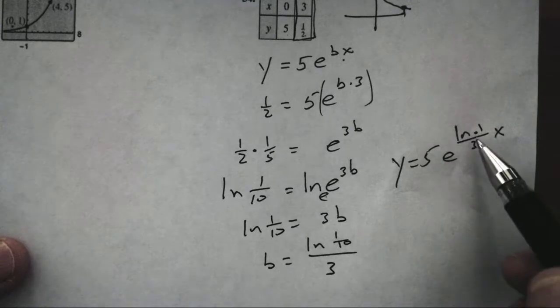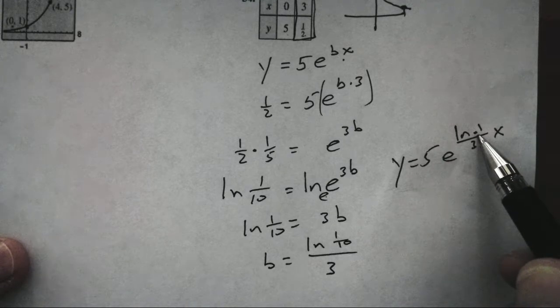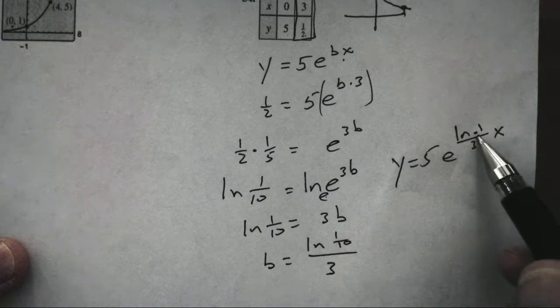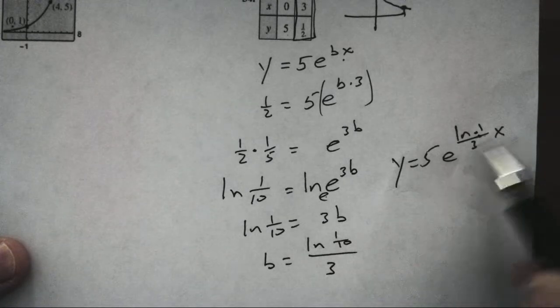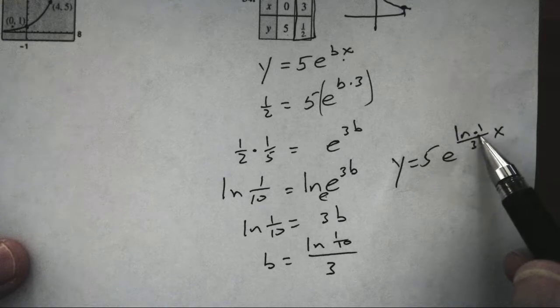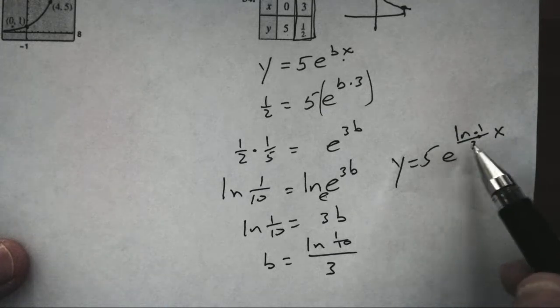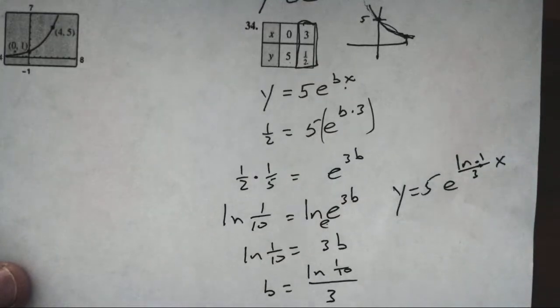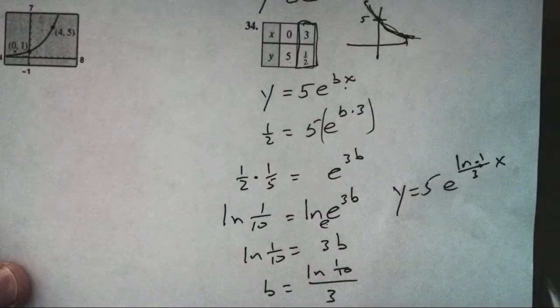So this ln 0.1, we should realize that's a really, really tiny number. To get to 0.1, we're going to be going backwards here. It takes a negative value to get to 0.1. So that does indicate that we do have this shrinking going on, this depreciation.